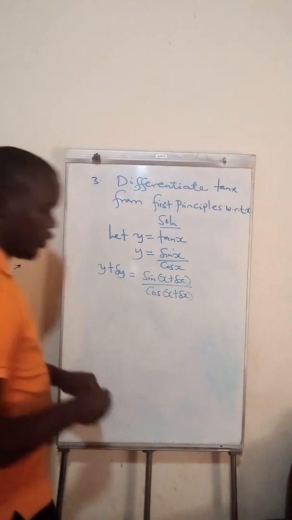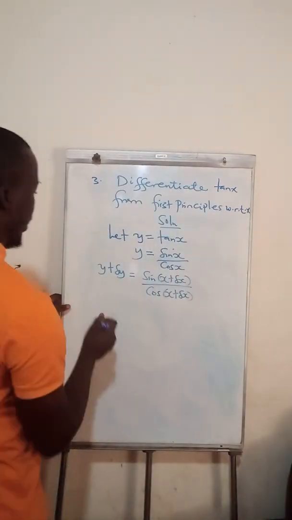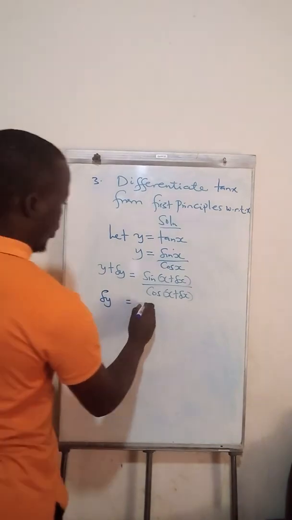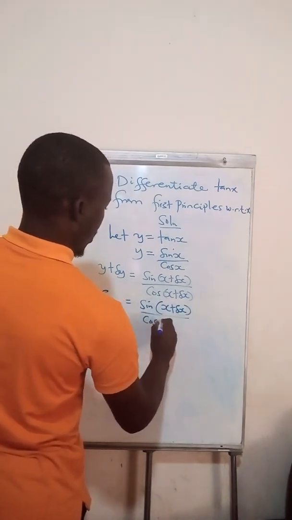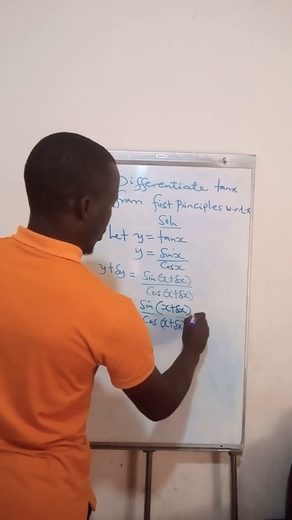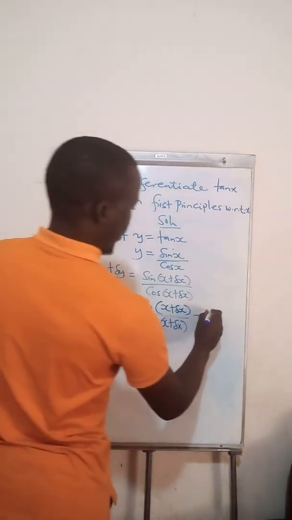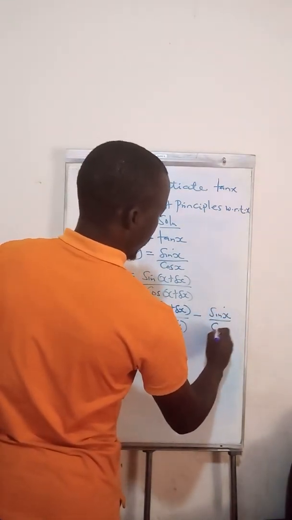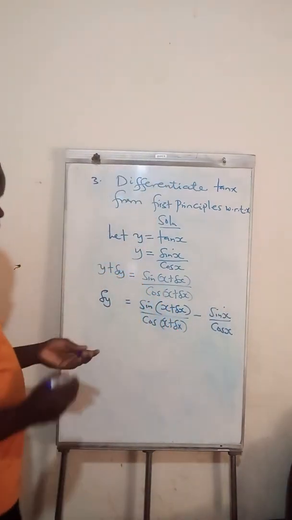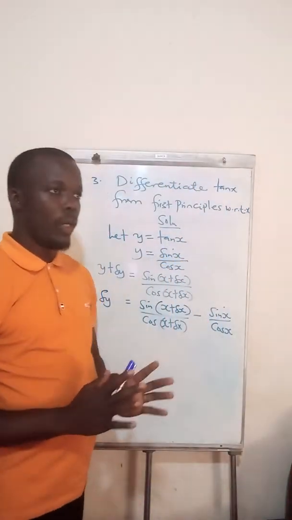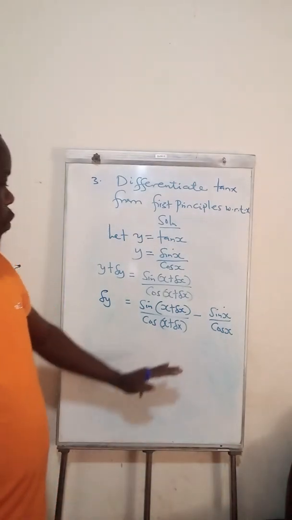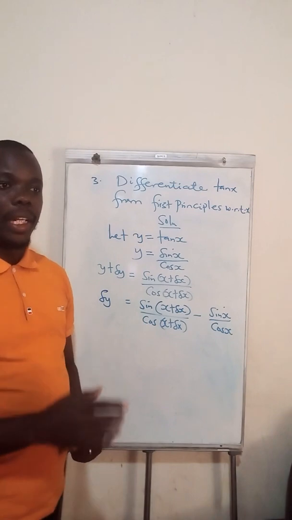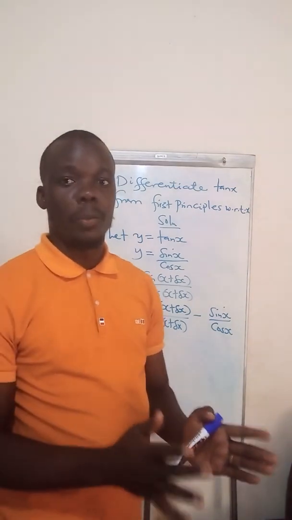Then the next step, of course, as usual, we shall make delta y the subject. So it means delta y now becomes sine of (x plus delta x) divided by cos of (x plus delta x), all this minus y, but y is sine x over cos x. So I will say sine x over cos x. Now, this time round, we may not apply the factor formula. It is going to be a special case. We are simply going to look at what we call the application of compound angles. But again, before we do that, we have to first get the LCM of this, simplify, then we can see which identity from compound angles we are going to put in application.